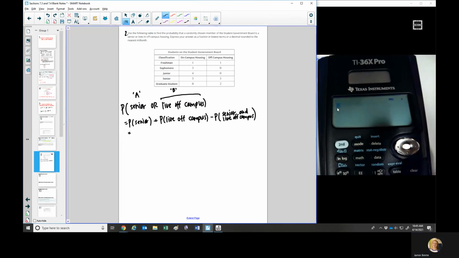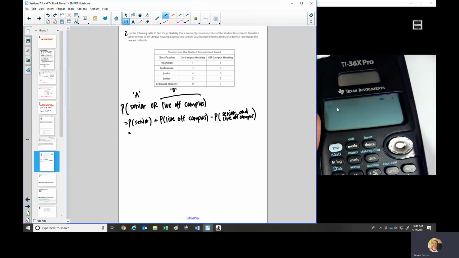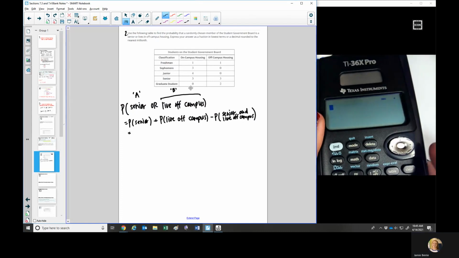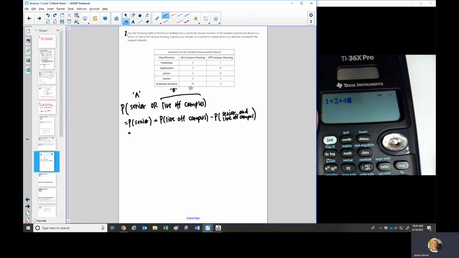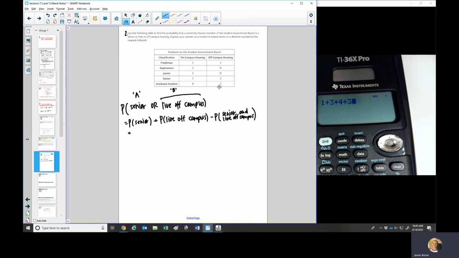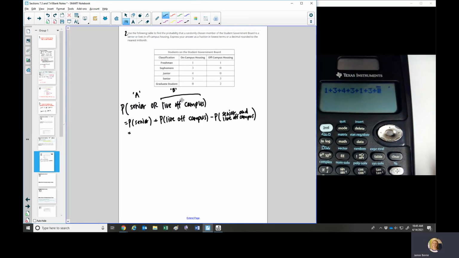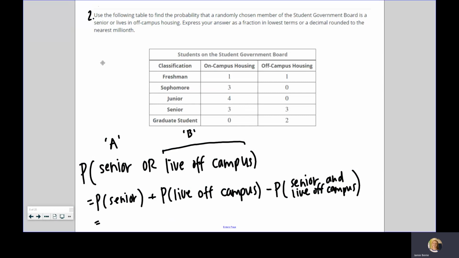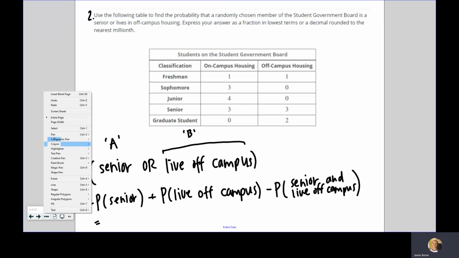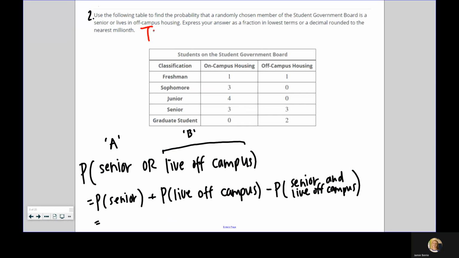Okay. All right, so we have, just adding up the first column, 1 plus 3 plus 4 plus 3. All right, then in addition to that, I'm going to add in this column, 1 plus 3 plus 2. All right, so there's 17 people in the student government board. So total equals 17. Let's just write that in here.